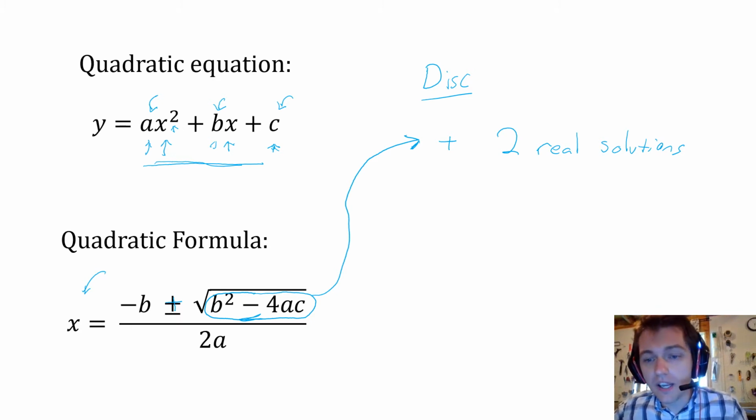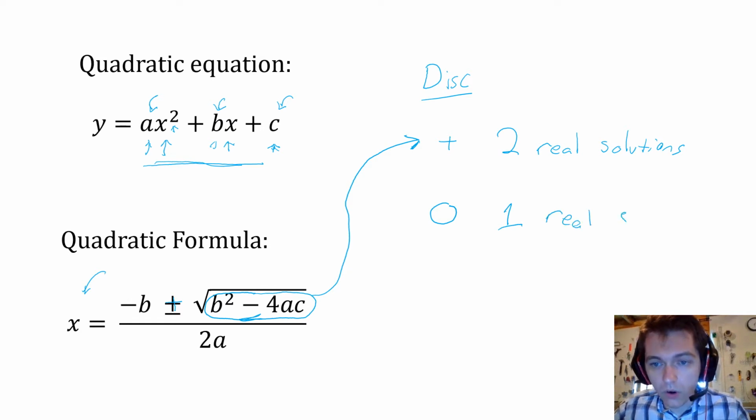If this discriminant is 0, it means that there will be 1 real solution. Or you can also think of it as 2 solutions that lie on top of one another. But there will be one number that's a solution to this. And you can think about that as the square root of 0 is 0. So plus or minus 0 will always be 0. So you only get 1 number out of that for what x equals.